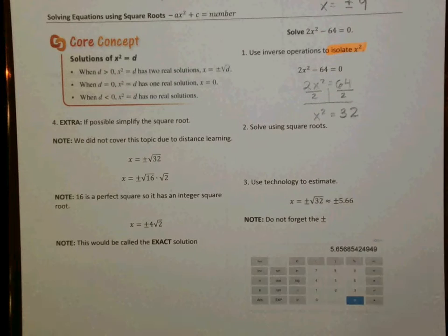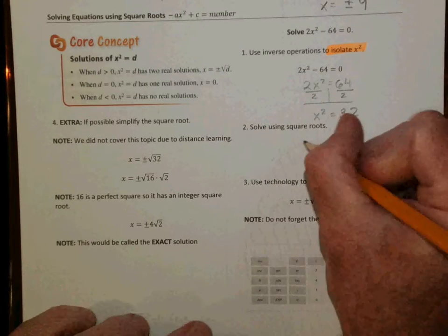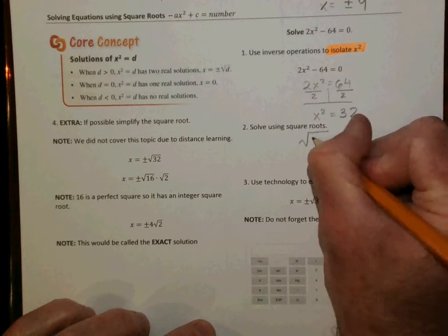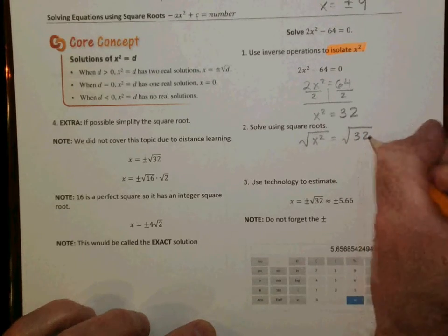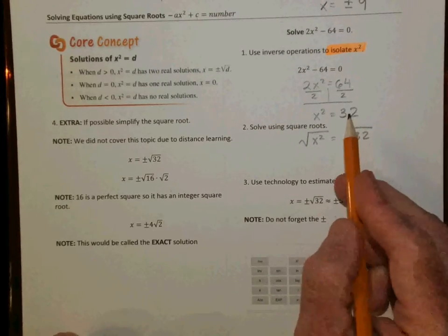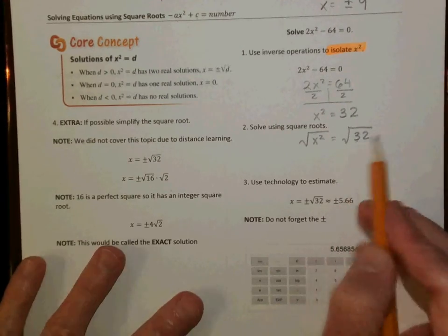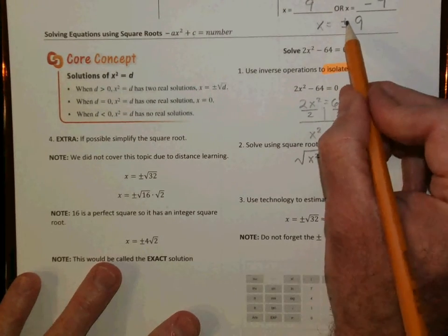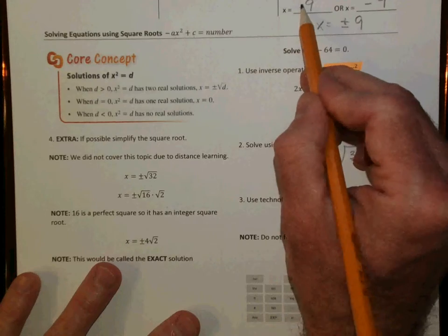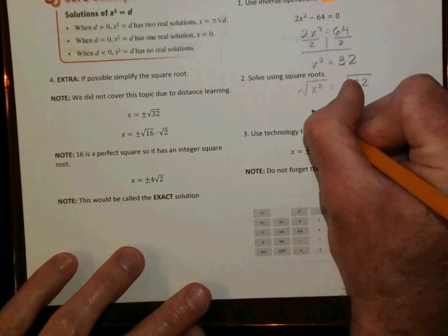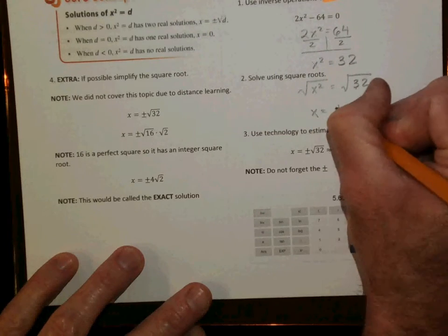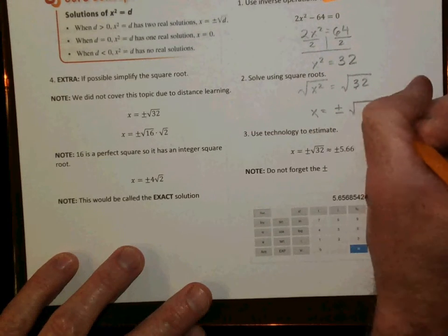Okay, so now I have something squared is equal to 32. So I'm going to solve this by taking the square root of both sides. And when I take the square root of both sides, I'm going to have to start accounting for there's going to be a potential positive answer and a potential negative answer. So I will now write x is equal to plus or minus the square root of 32.